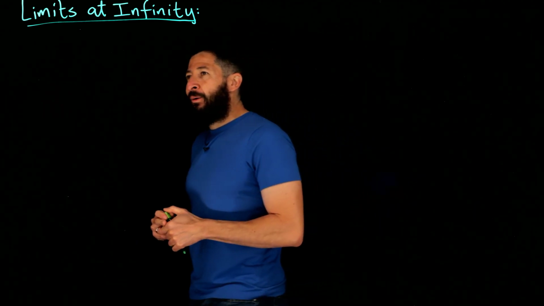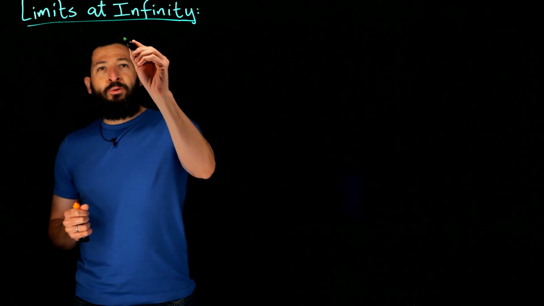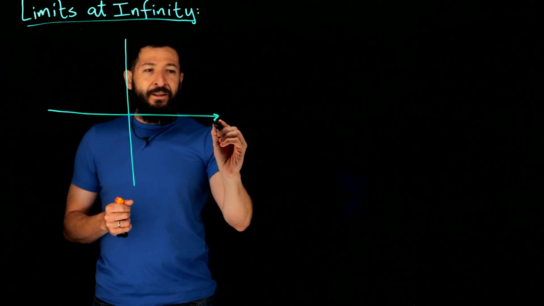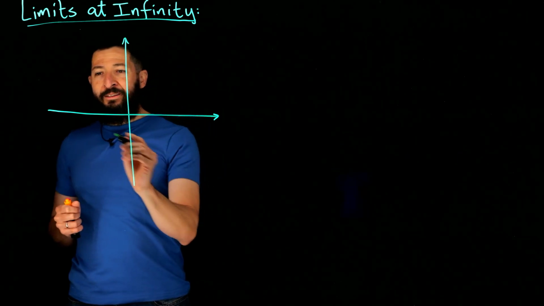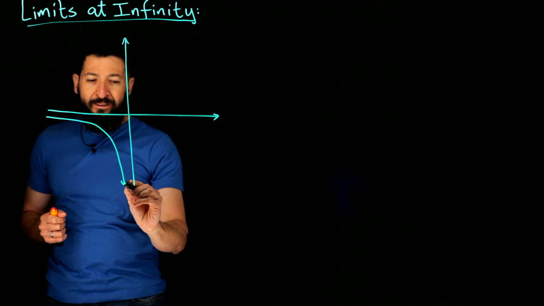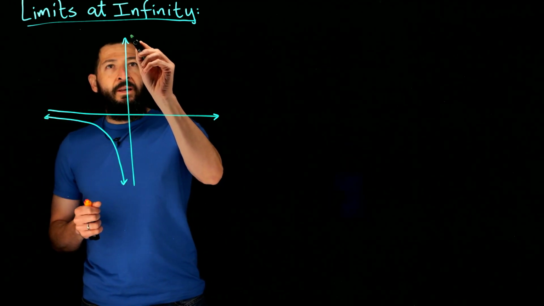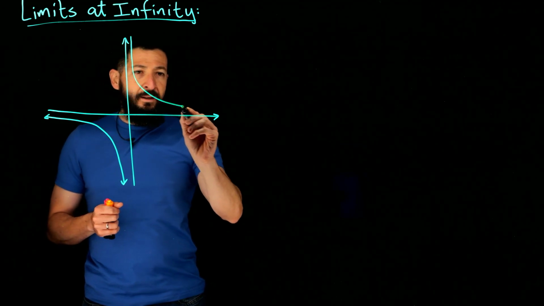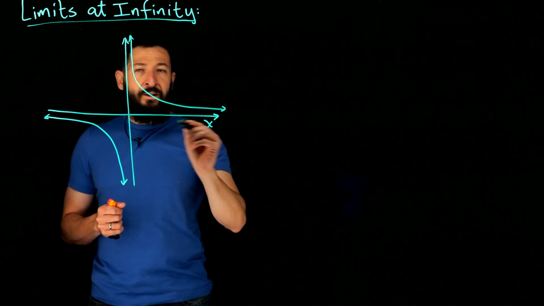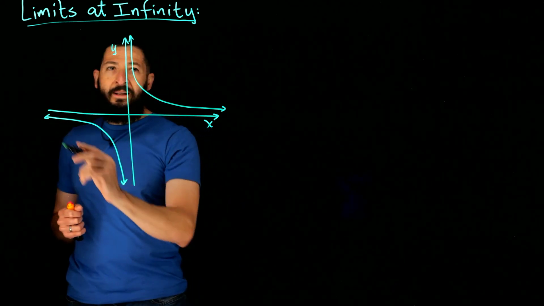Alright guys, so let's take a look at limits at infinity today. And what are they useful for? Well, if you think about the graph of y equals 1 over x, you may have graphed it before, and you know it has a vertical asymptote at x equals 0, but it also has a horizontal asymptote at y equals 0.